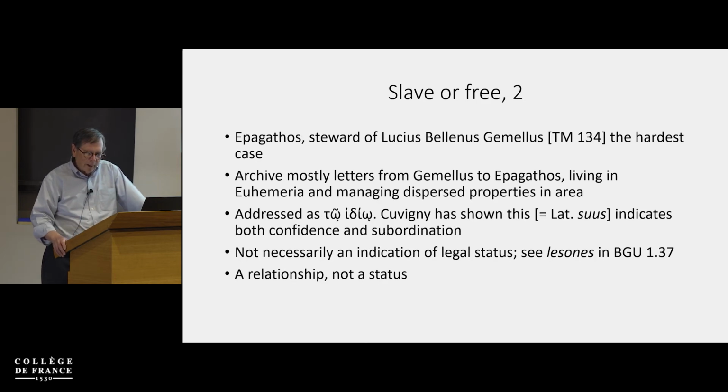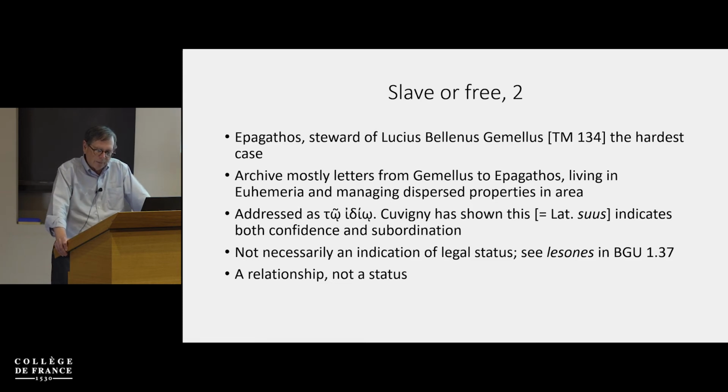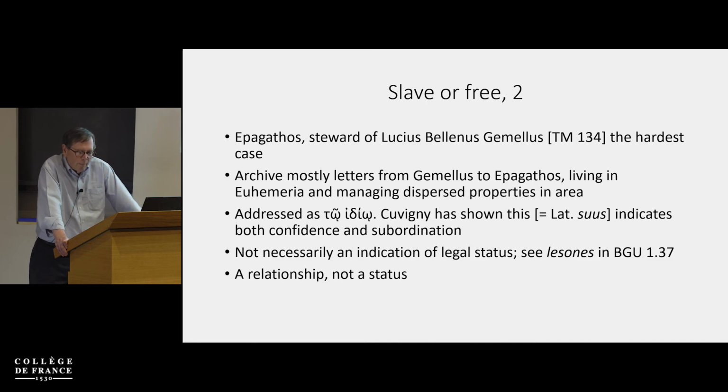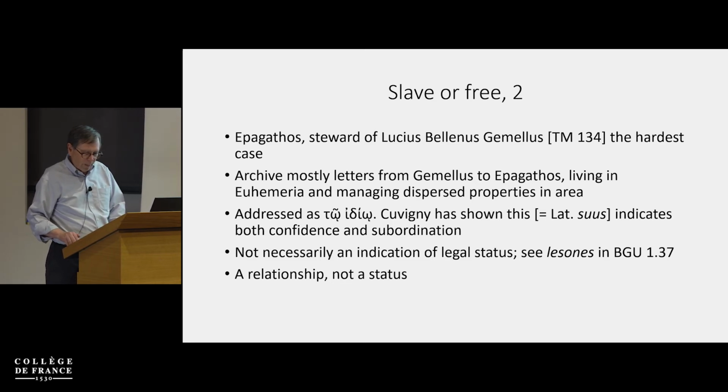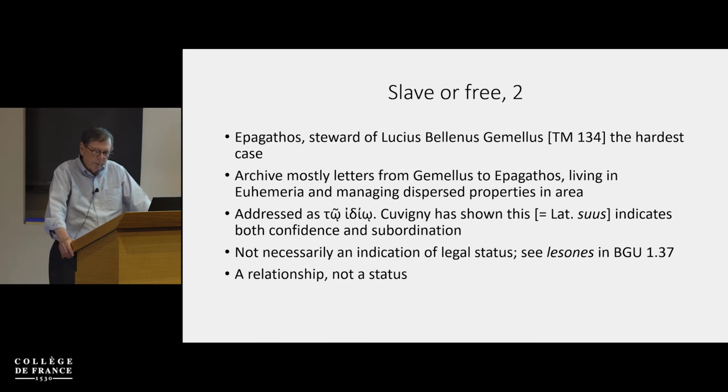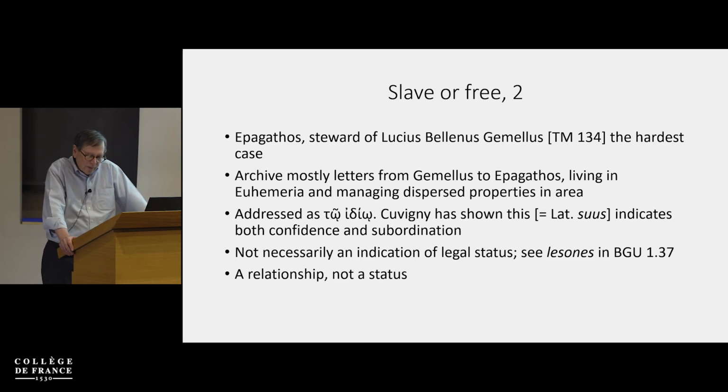A thornier problem is posed by Epagathos, the steward of Lucius Bellienus Gemellus. He was in charge of estates in five locations, of which the most important was Euhemeria. The published part of this archive consists mainly of letters from Gemellus and other members of the family to Epagathos. Gemellus consistently addresses Epagathos as to idio. Hélène Cuvigny has shown that where this term is applied directly to a personal name in this fashion, it suggests both that the individual is the agent of the writer, in whom he has confidence, and that he is subordinate in status. This is again a new idiom in the Roman period.